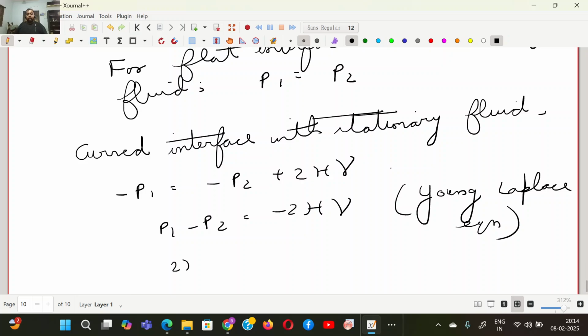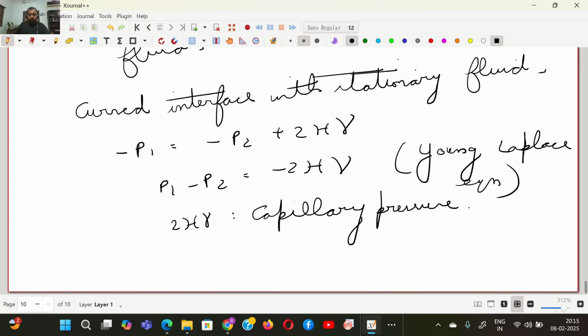2H gamma is what is known as Laplace pressure, capillary pressure, sorry. For a sphere, P1 minus P2 is equal to 2 gamma by R. Like all this, you can derive all these things very easily, just basic mathematics. I'm not going to do that.